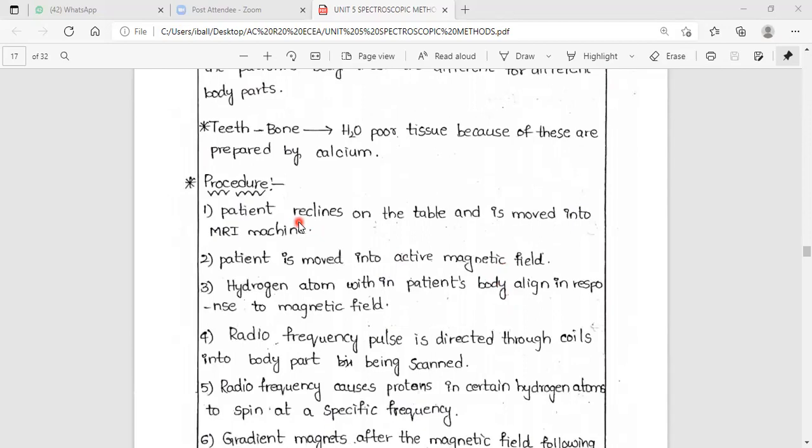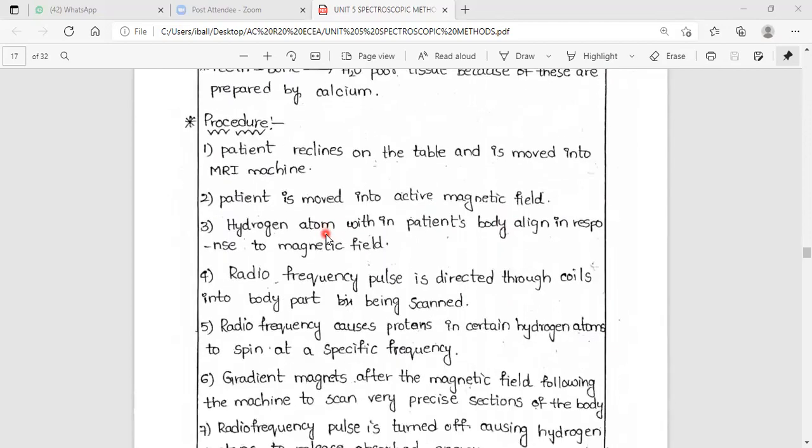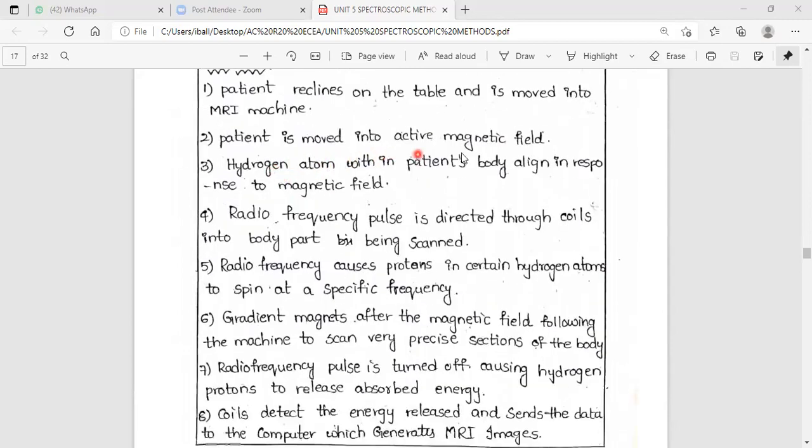You see this. The patient, resting on the table, is moved into the MRI machine. The patient should be placed in the MRI machine. The patient is moved into the active magnetic field. Number 3: the hydrogen atoms present in the patient are responsible for the magnetic field.